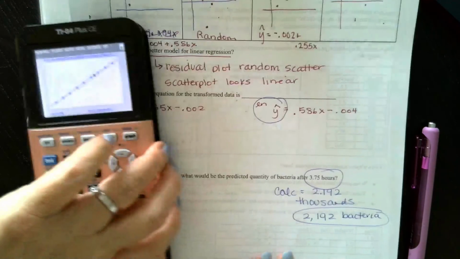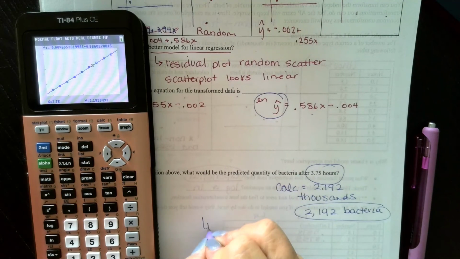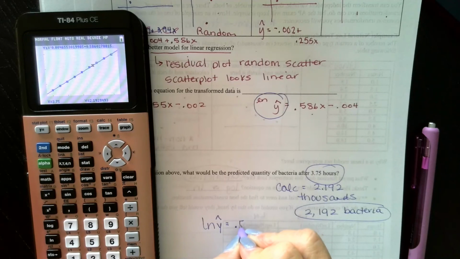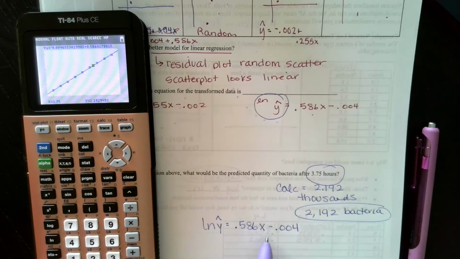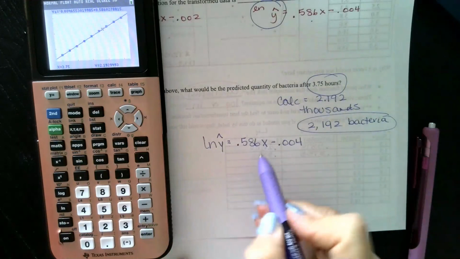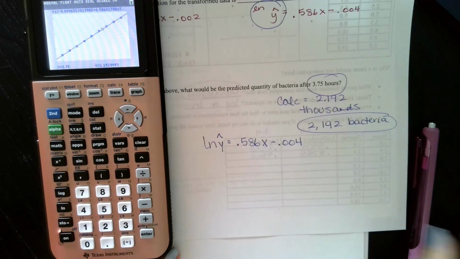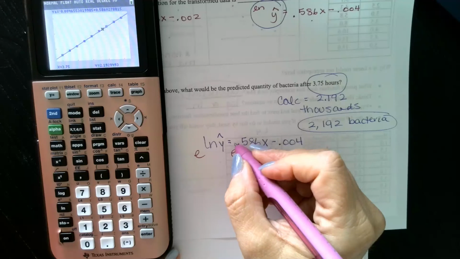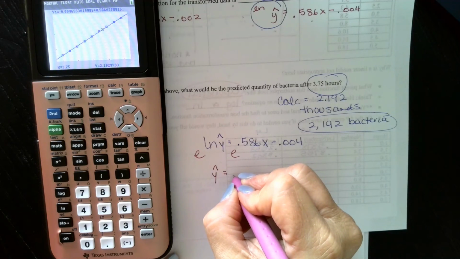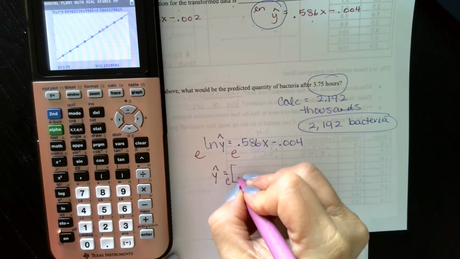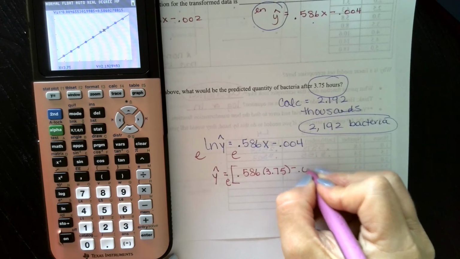Now, if it wants to see how you calculated this manually, well, remember I ran my ln data. So what I have is ln of y hat equals 0.586x minus 0.004. This is my equation. Now, what I want to do is I have to make this just y hat. I have to get rid of this ln. So to get rid of natural log, we're going to use e. So if I e this and I e this, what I end up with is y hat equals e to the 0.586 times 3.75 minus 0.004.